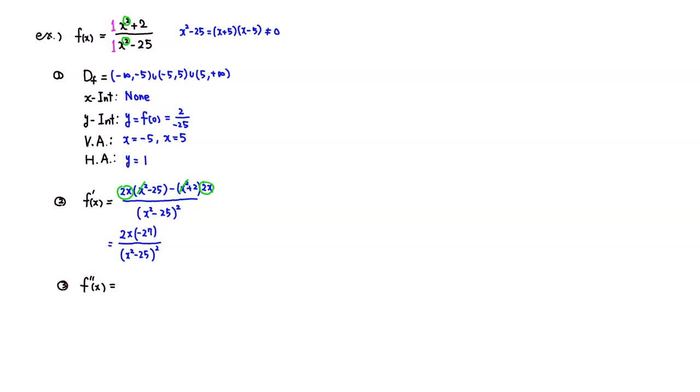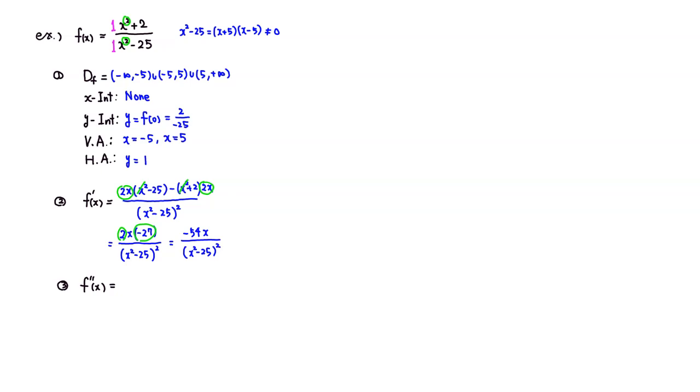Right, then the denominator is the same, so quantity x squared minus 25 squared. Right. And we can just multiply these numbers together. 2 times negative 27 is negative 54. So this is going to be negative 54x over quantity x squared minus 25 squared.